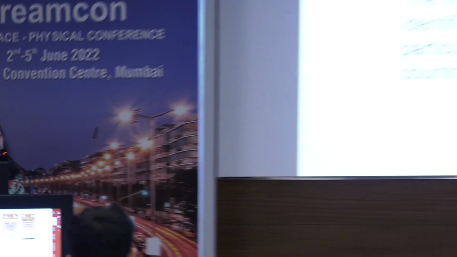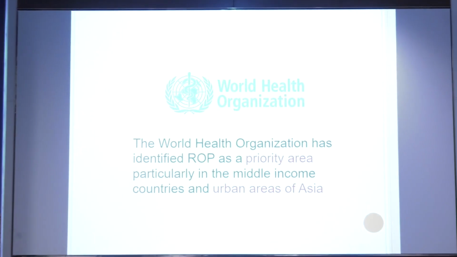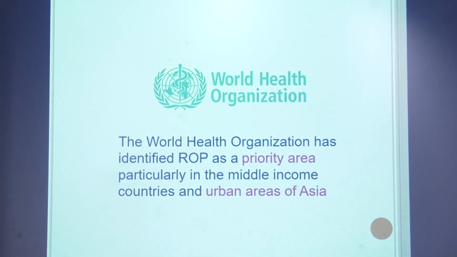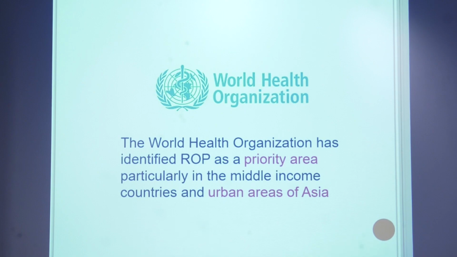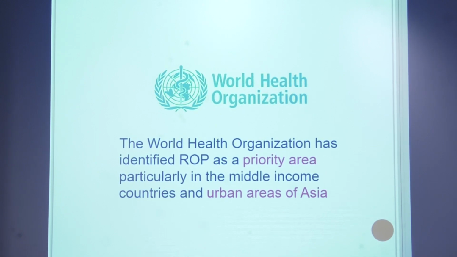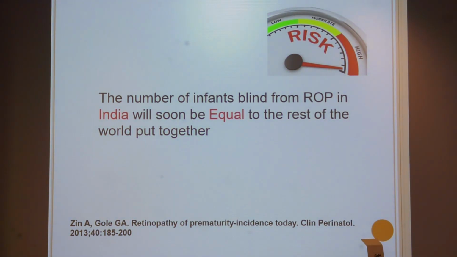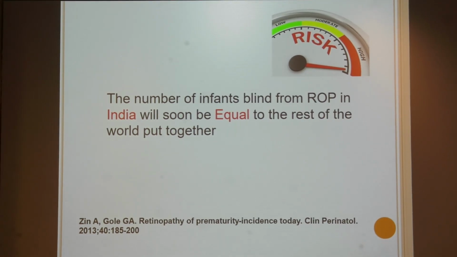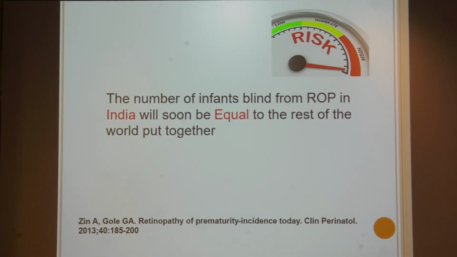ROP problem has become so huge that World Health Organization has identified ROP as a priority area, particularly in middle-income countries and in urban areas of Asia. It has been seen that the number of infants blind from ROP in India will soon be equal to the rest of the world put together.